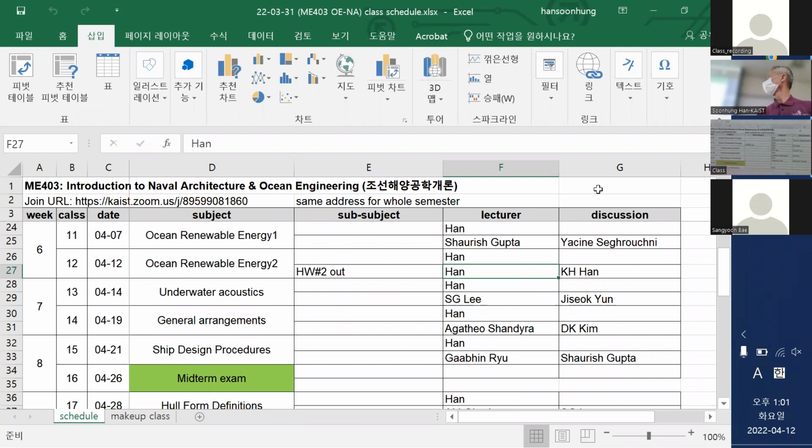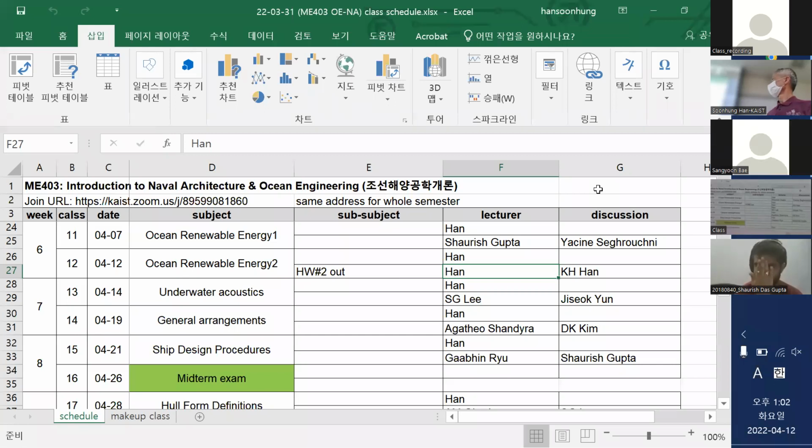All right. Today is Tuesday the 12th, so we'll cover the second part of ocean renewable. And homework 2 will be out late night or tomorrow.